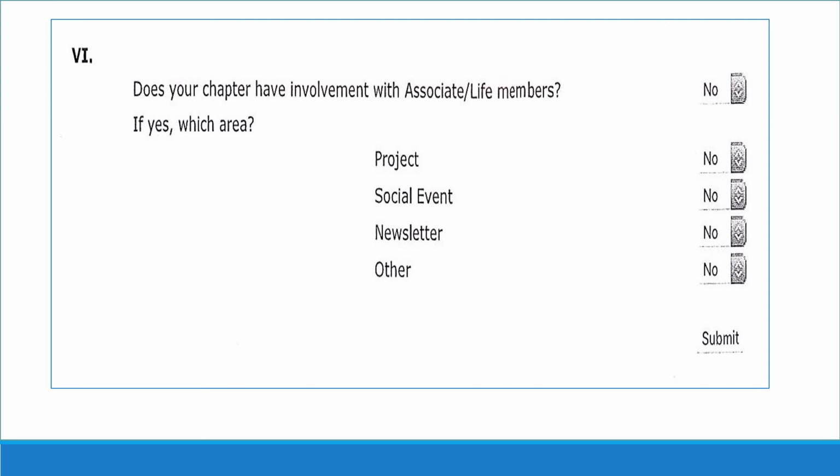At the very end of this report, NAJA asks about your chapter's involvement with your associate and/or life members. Mark yes or no from the drop-down box and indicate the type of involvement in the same way. Now that all the data has been entered, hit Submit. If you need to go back to this report to make edits, you can easily do that from the Submit Statistical Data link. You can change any numbers you need to and then click the word Submit again.